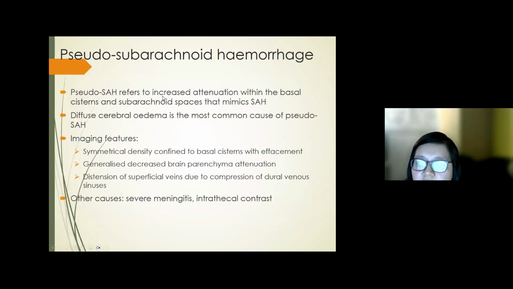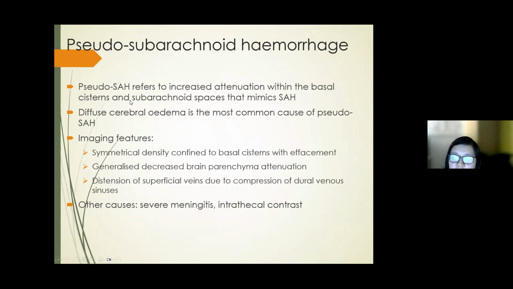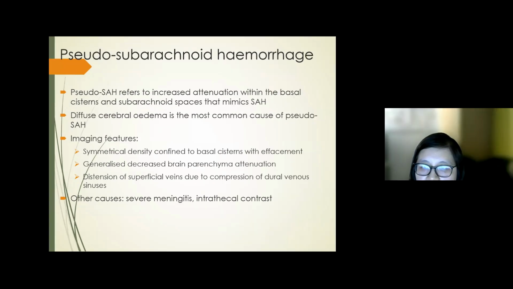So pseudo-subarachnoid hemorrhage can sometimes mimic a true subarachnoid hemorrhage in the traumatic setting. Actually, pseudo-subarachnoid hemorrhage means that there is an increased attenuation within the basal cistern and also the subarachnoid space. It is actually the most common cause for diffuse cerebral edema.